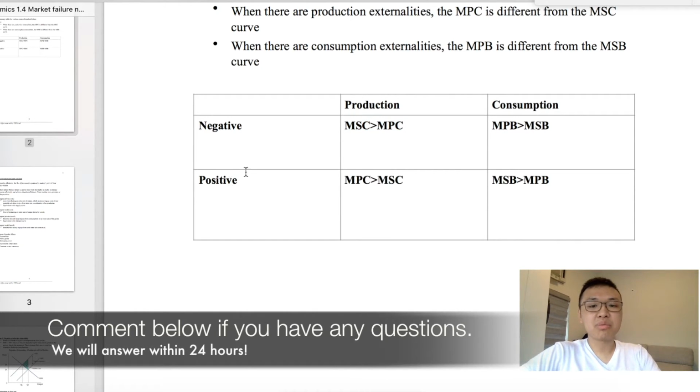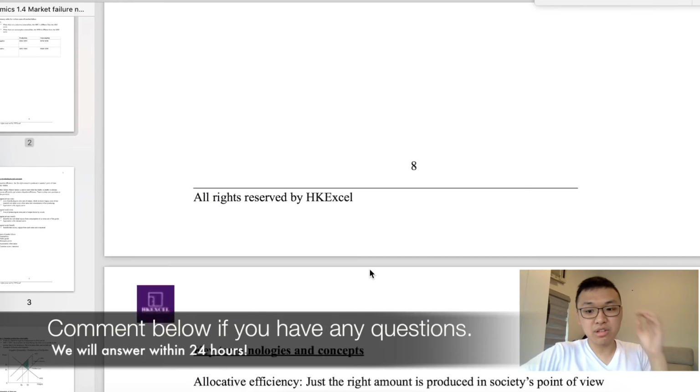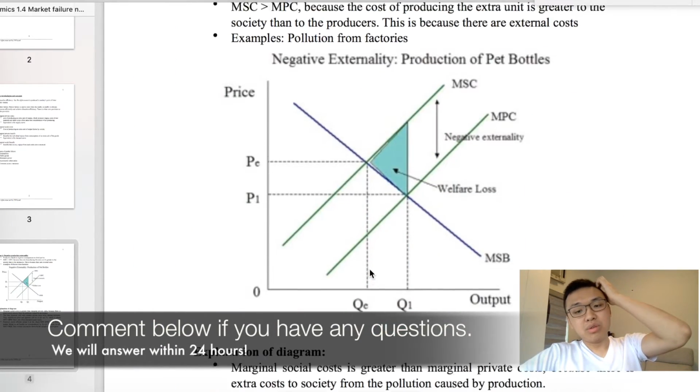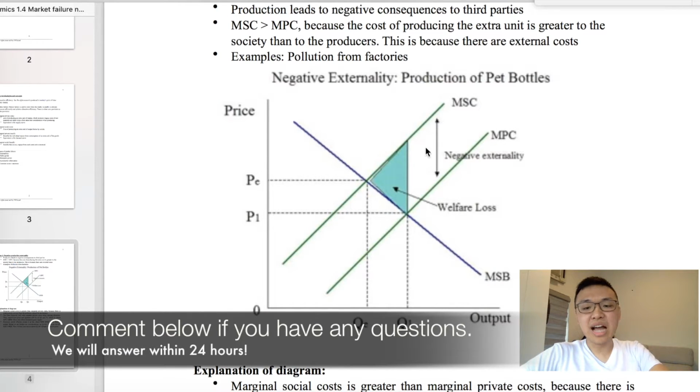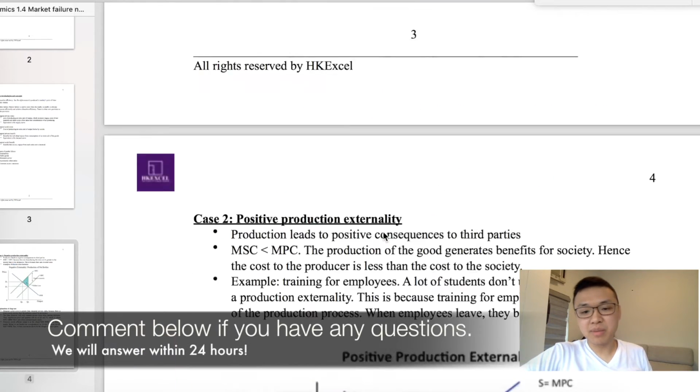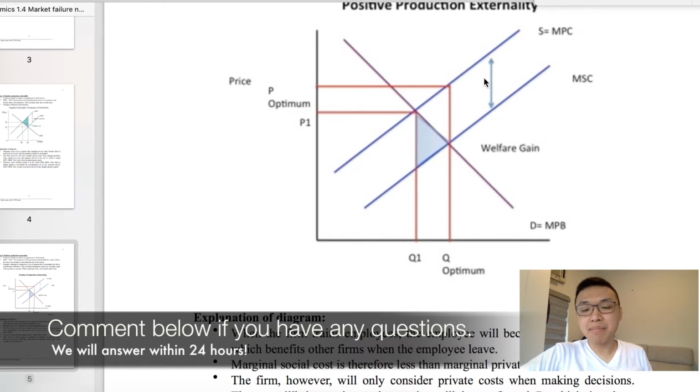Okay, if it's positive production externality, it's the opposite. Now it benefits the society, so the cost for society will be less. If we look at the diagram, we would exactly find this. Negative production externality, right? The MSC is higher than the MPC. And if it's positive production, the MPC would be higher than the MSC, right? So whichever is higher, the curve is on top. Simple enough, right?